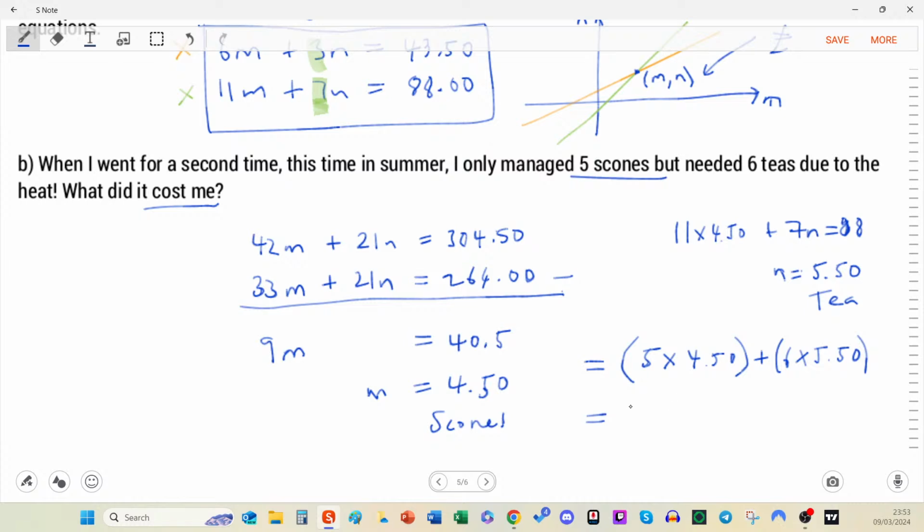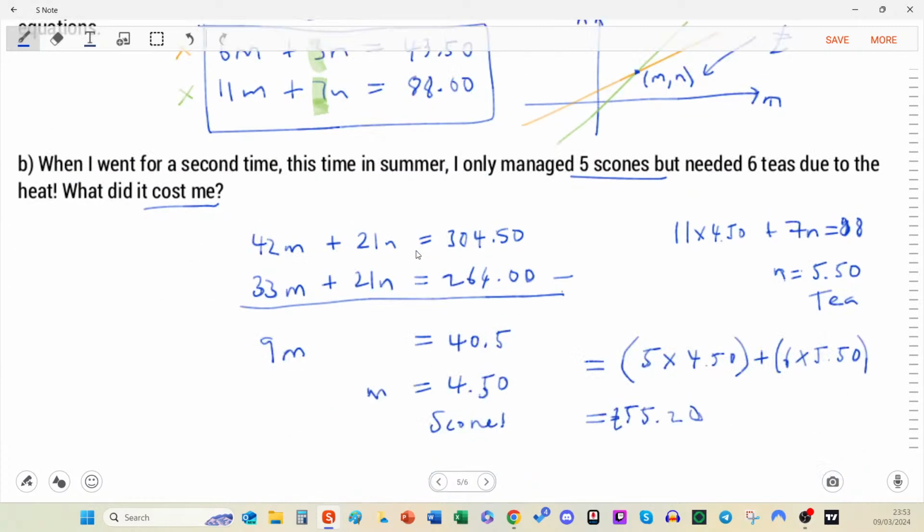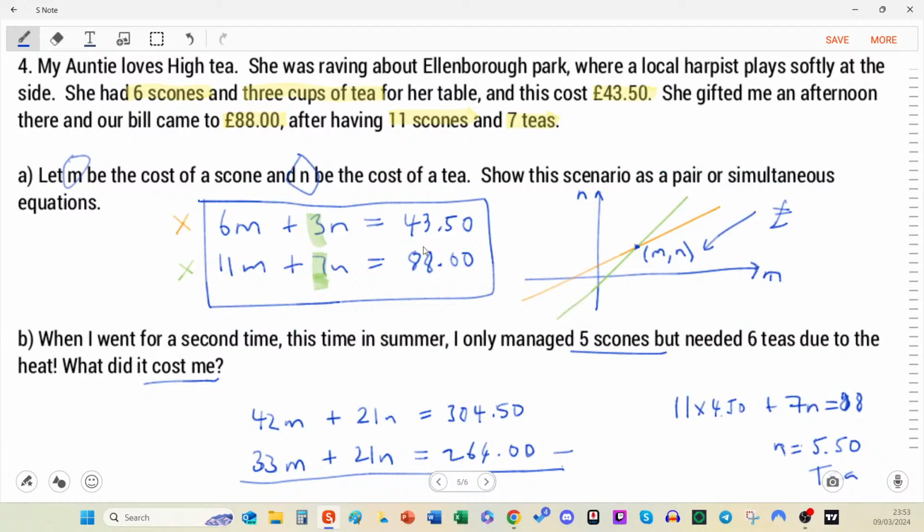And in total, 5520. Do we think that's reasonable? We might want to take a look for reasonability based on previous times. 11 and 7 gave us 88, and 6 and 3 gave us 43, and it's somewhere in between, so I'd say that's fairly reasonable. Love these real-life simultaneous equation questions.